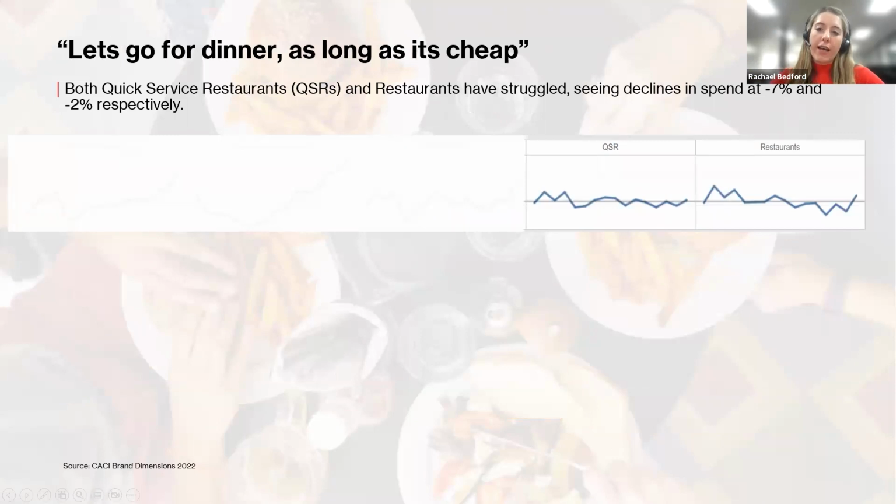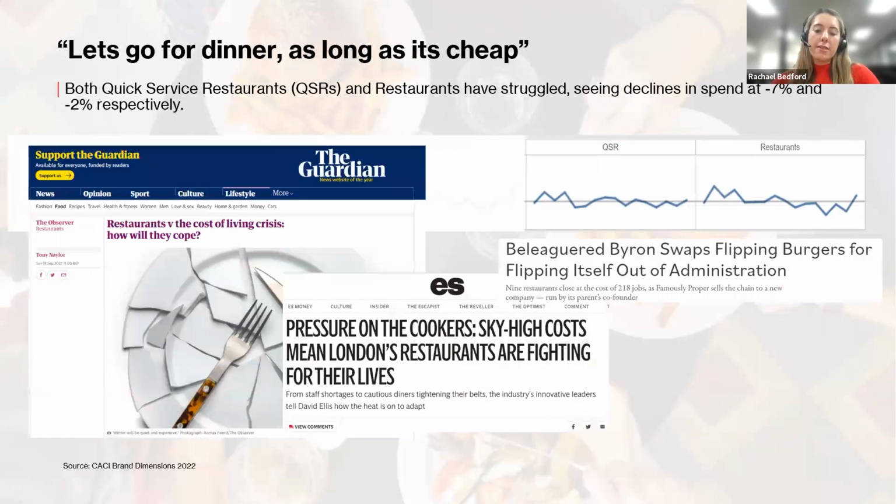Looking at the restaurant and quick service restaurant sectors, both are seeing declines in spend at 2% and 7% respectively. With consumers tightening their wallets and increased costs associated to running a restaurant, it's no surprise that we are faced with constant news of different chains that are struggling or going into administration. Byron is the most recent victim of this.